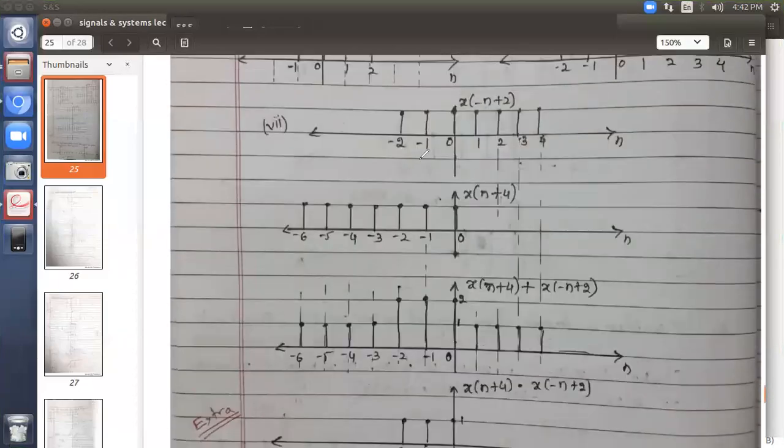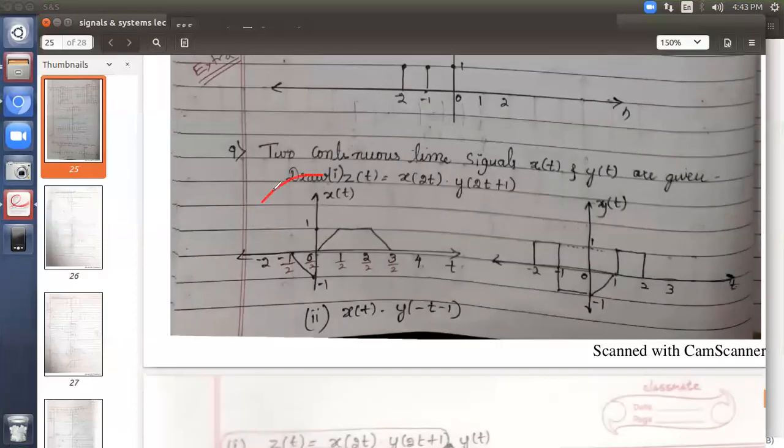So let us start with x of t. Okay, x of t is given here. So x of 2t means we have to compress the signal. The new range is minus 0.5 to 1.5.